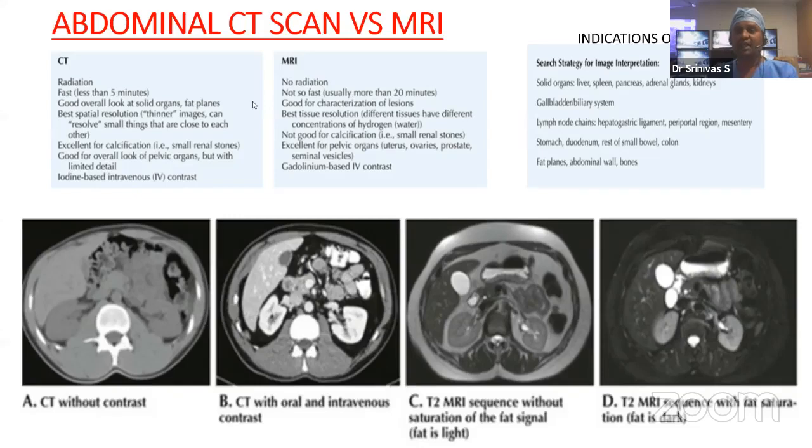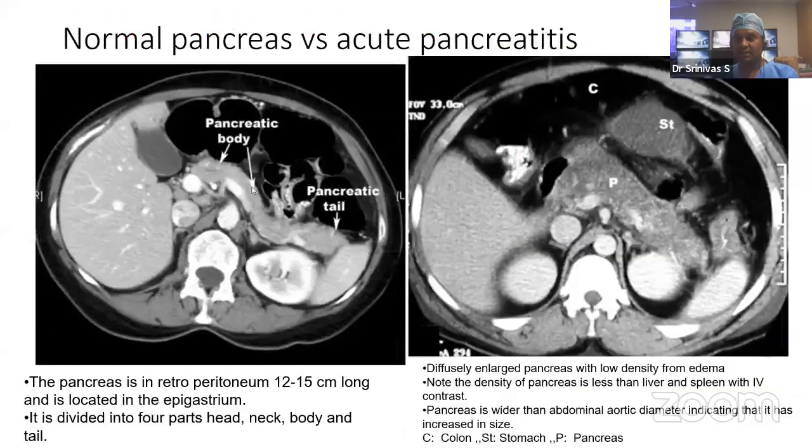When a CT abdomen is done, it takes less than 5 minutes, and it has radiation. It is good for solid organs and fat planes, it has the best spatial resolution, and it is excellent for calcification, and it uses iodine-based intravenous contrast.